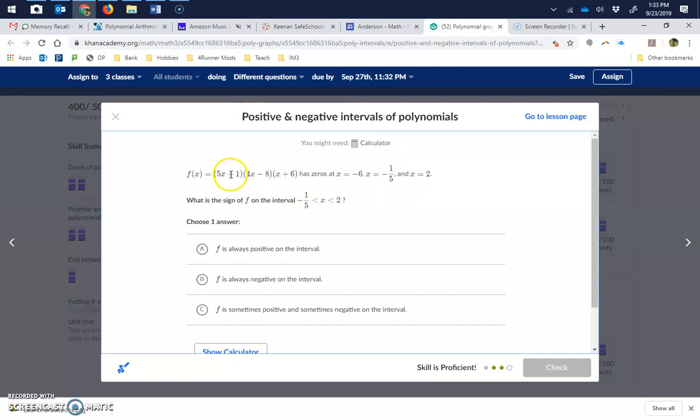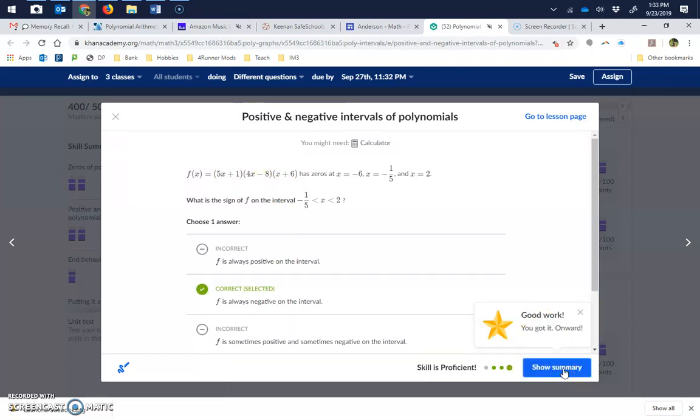0 plus 1 is positive. 0 minus 8 is negative. 0 plus 6 is positive. So positive times negative is negative, and negative times positive is negative. Our answer is always negative. And we are done.